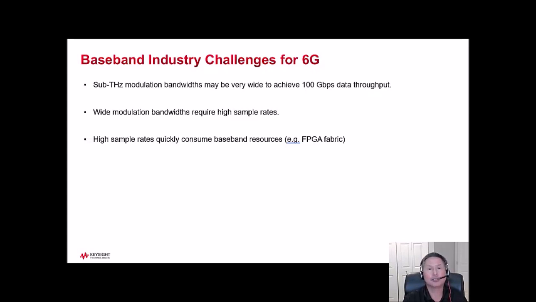Sub-Terahertz 6G applications may require very wide modulation bandwidths to achieve 100 gigabit per second data throughput. These wide modulation bandwidths require high sample rates, and these high sample rates will quickly consume baseband resources like available FPGA fabric.